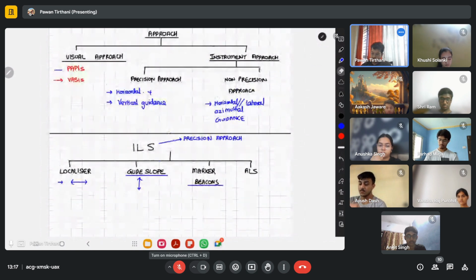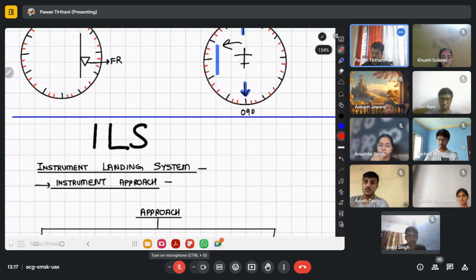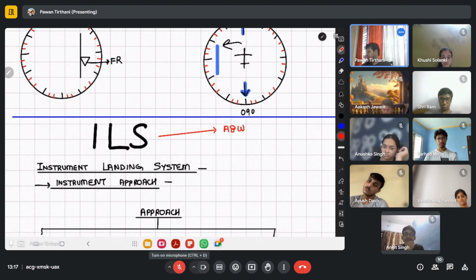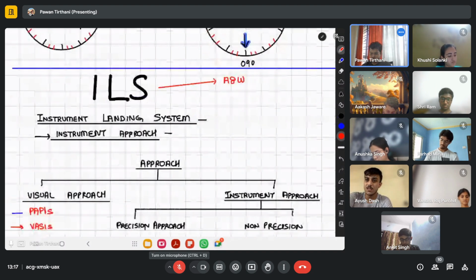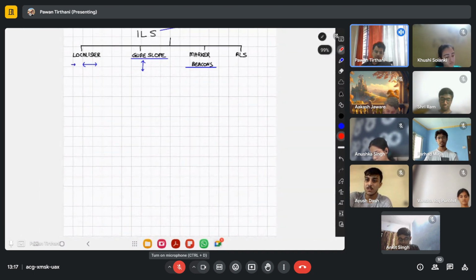Now, this instrument landing system, it will also have an emission designator. Its emission designator is Alpha 8 Whiskey. Okay? So, we are going to be doing one component at a time.